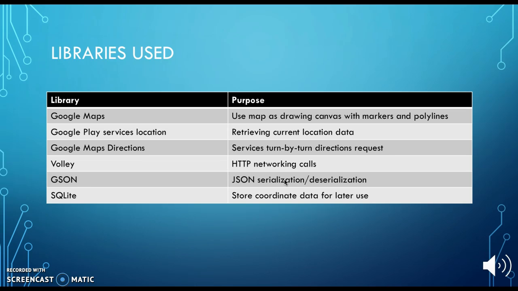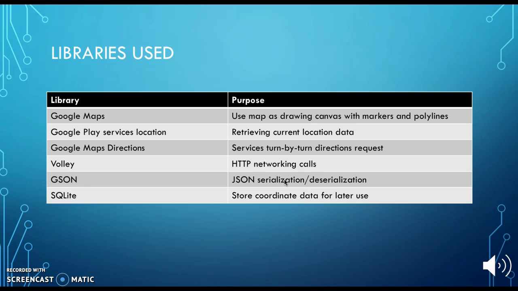So the libraries I used were Google Maps to draw a Google Map instance, drop markers, visualize those markers, and then draw polylines, or the lines connecting the vertices. I also used Google Play Services location to retrieve current location data. And then I used Volley and Google Maps Directions to get turn-by-turn directions.